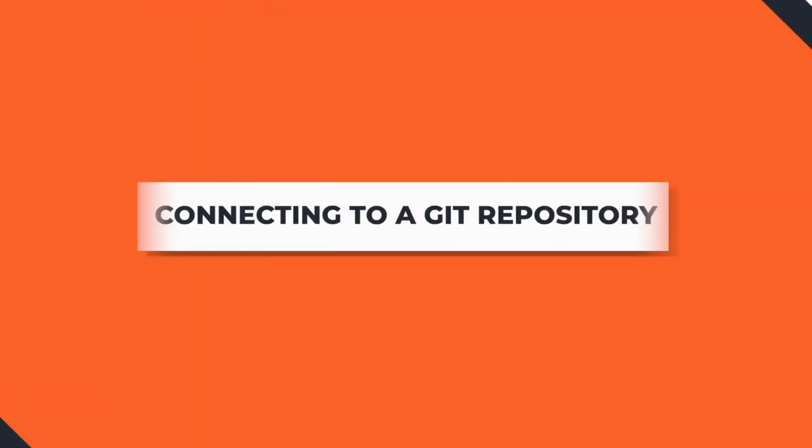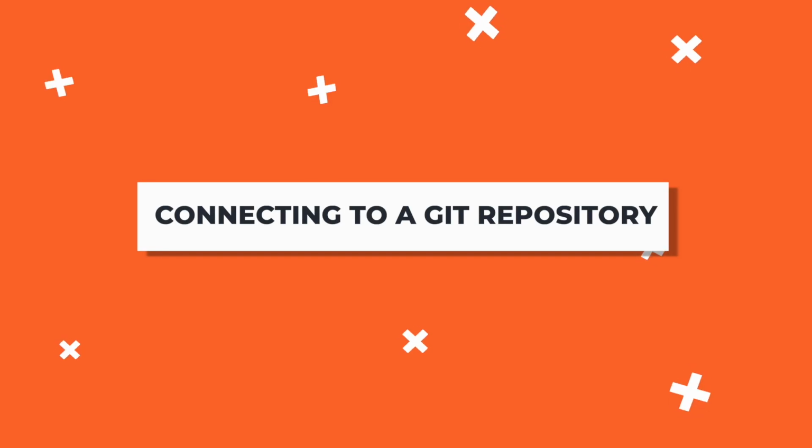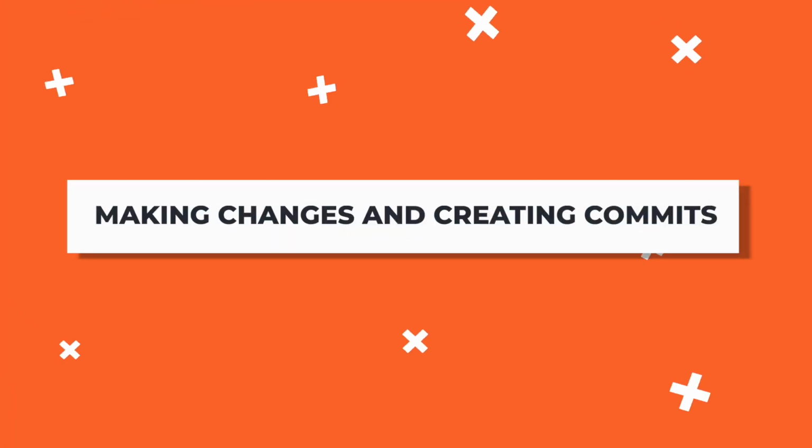So today's video is going to be broken down into multiple parts. First, we'll start by taking a look at how to connect to a remote Git repository. This could be GitHub, Bitbucket, GitLab, or your favorite Git provider. Next, I'm going to show you how to make changes and commit those changes, push them to a remote repository so that you have all of the changes you've made in your app backed up to a remote repository.